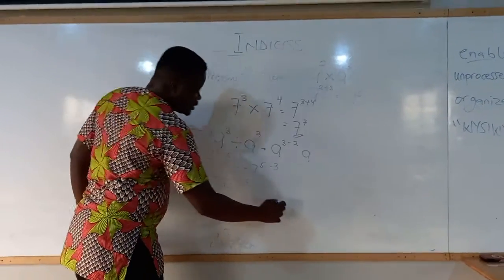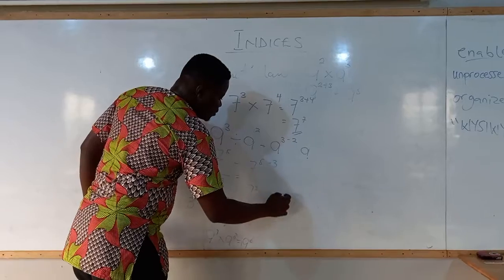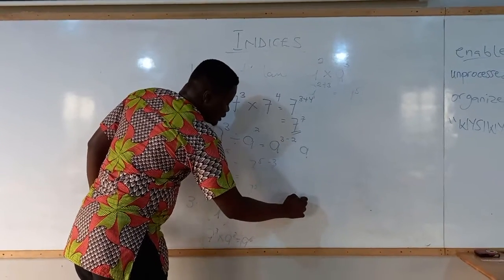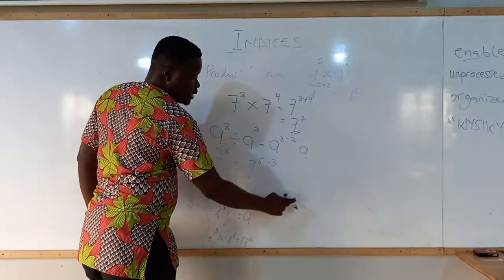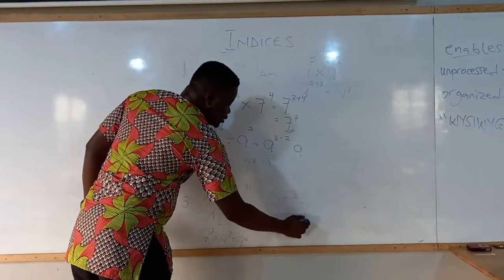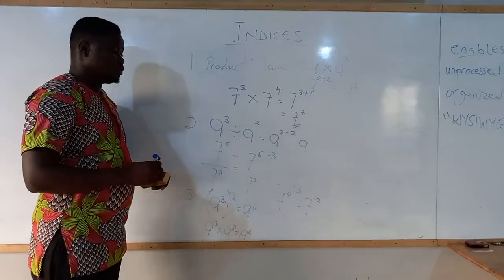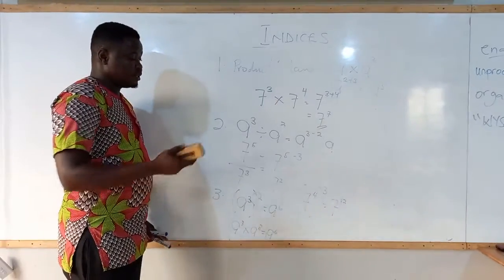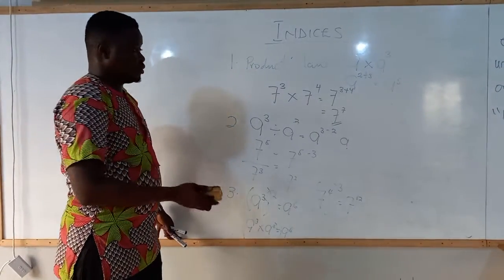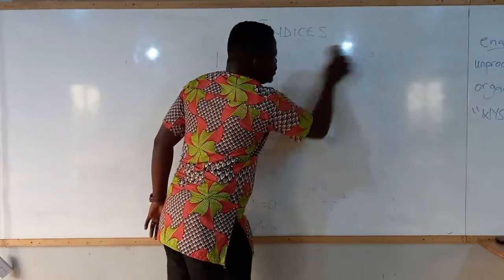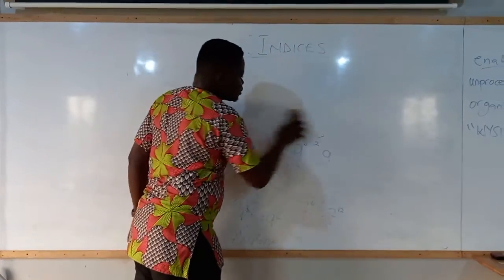An example is 7 raised to the power 4, all raised to the power 3. So we just multiply the powers, 4 times 3 to give us 12. That will give us 7 raised to the power 12. So that's the third law of indices.